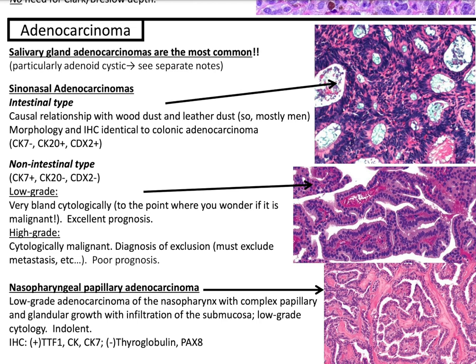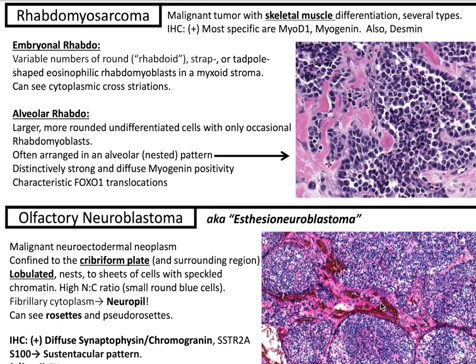Nasopharyngeal papillary adenocarcinoma. This is a low-grade adenocarcinoma of the nasopharynx with complex papillary and glandular growth, with infiltration of the submucosa. It's low-grade cytology, indolent. It's positive for TTF1, cytokeratin, CK7, negative for thyroglobulin and PAX8. Rhabdomyosarcoma. This is a malignant tumor with skeletal muscle differentiation, and there are several types. IHC positive for MyoD1 and myogenin, which are the most specific.